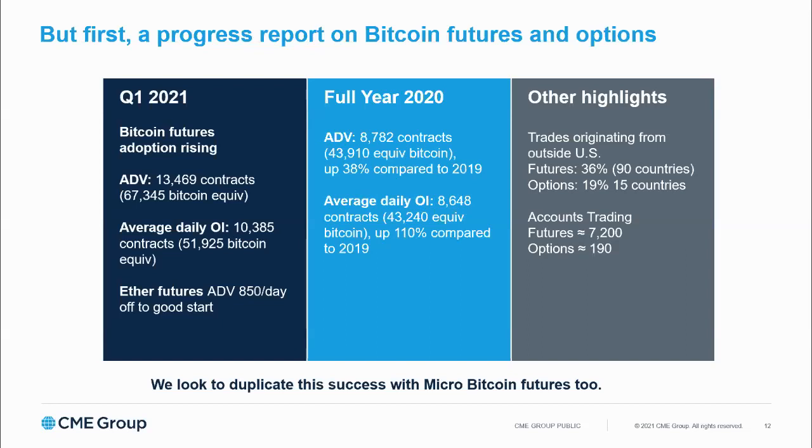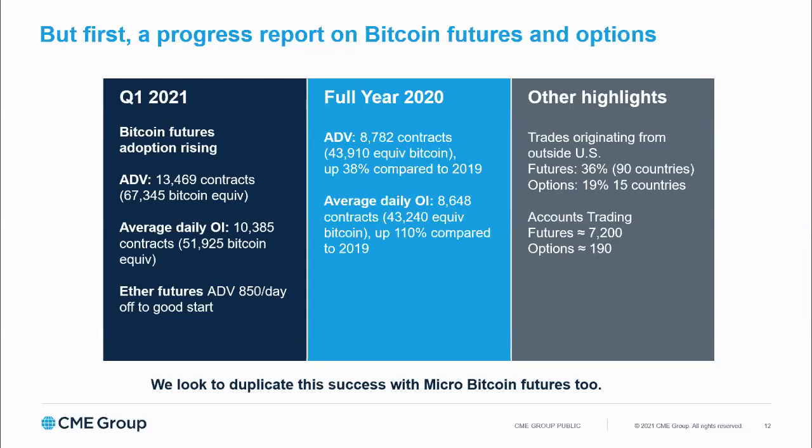And with our current Bitcoin futures contract being 5 Bitcoin, that means that today in Q1 of 2021, we're averaging almost 67,500 Bitcoin equivalent being traded every day. And if you look at the average daily open interest, our open interest has increased as well, from 8,600 to 10,300, which is a Bitcoin equivalent of 51,000 Bitcoin.